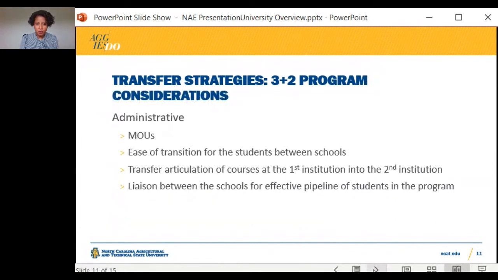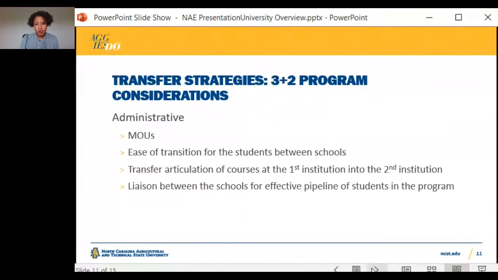As an administrator, I wanted to discuss some of the considerations that you need with 3+2 programs because they are a way that you can increase the number of transfer students. Making sure that the MOUs are formally signed and agreed upon for the way that the two institutions will work together. Ensure that there's an ease of transition for the students between the schools, because of course there will be cultural differences and things that the students need to adjust to at their second institution.